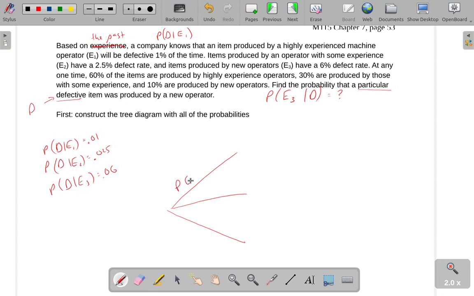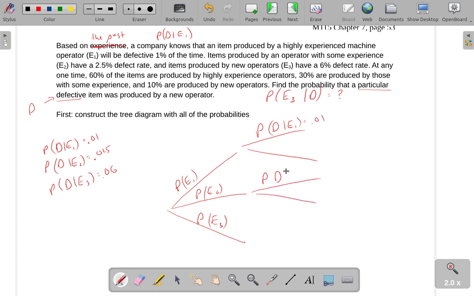So first off, I'll say the probability of E1, probability of E2, and probability of E3. And you may be wondering why I'm choosing to split it up based on E rather than D. It's because E is essentially our first event. When we're talking about these conditional probabilities, we talk about the order in which things happen. Essentially, we're deciding it comes from a highly experienced machine operator, and then we have the probability that it's defective given that it's from the highly experienced machine operator. So this, in effect, is first in our timeline. It happens first. So then we can say, the probability of D given E1 is 0.01.